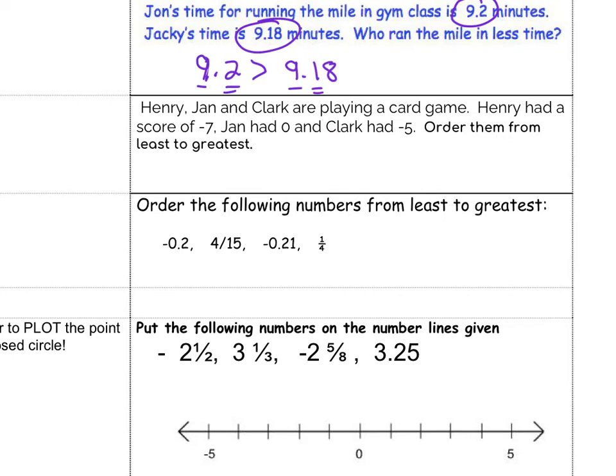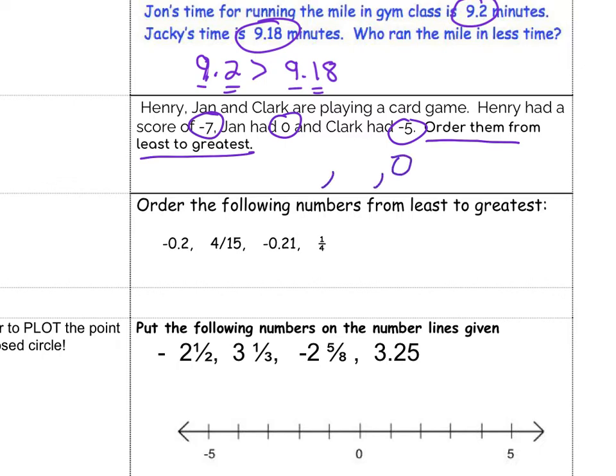This next question, it doesn't say to write an inequality symbol. It says to order them from least to greatest. So I have my 3 numbers. They're playing a card game. Here are my 3 numbers. Least to greatest. Well, I know that I have 2 negatives, so 0 is going to be my greatest.